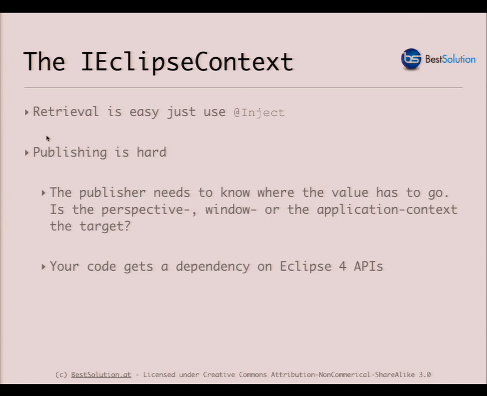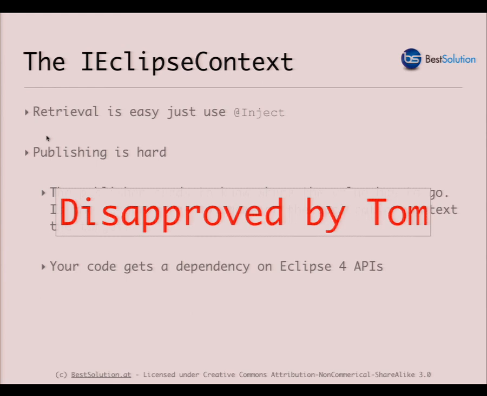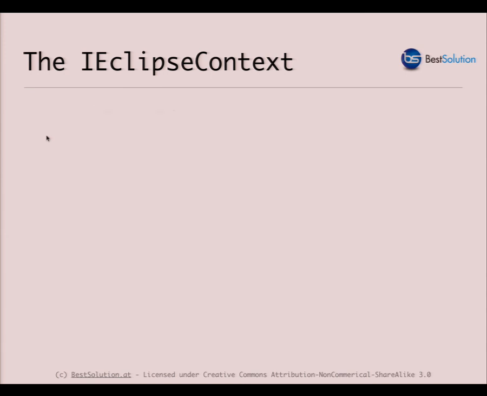The hard part comes if you start publishing stuff yourself. So the first thing you need to know is, in which context are you publishing? So your cool decoupling of all the components is okay, but it's a problem that you need to know where to publish something. That makes no sense. There is API in Eclipse that allows you to make your own code agnostic of that. And once more, that's why it's disapproved per Tom. Your code gets a reference to the IEclipseContext, which is a core service part of the dependency injection container.